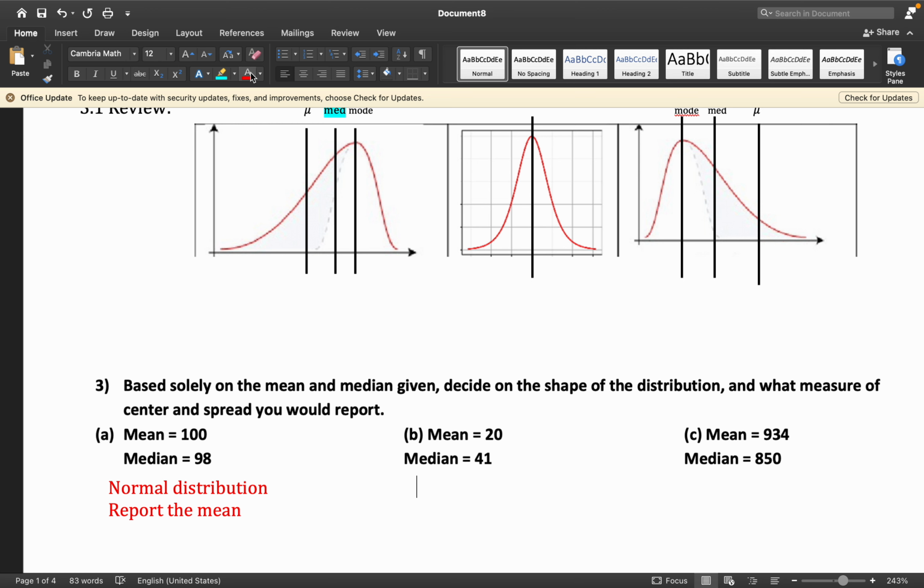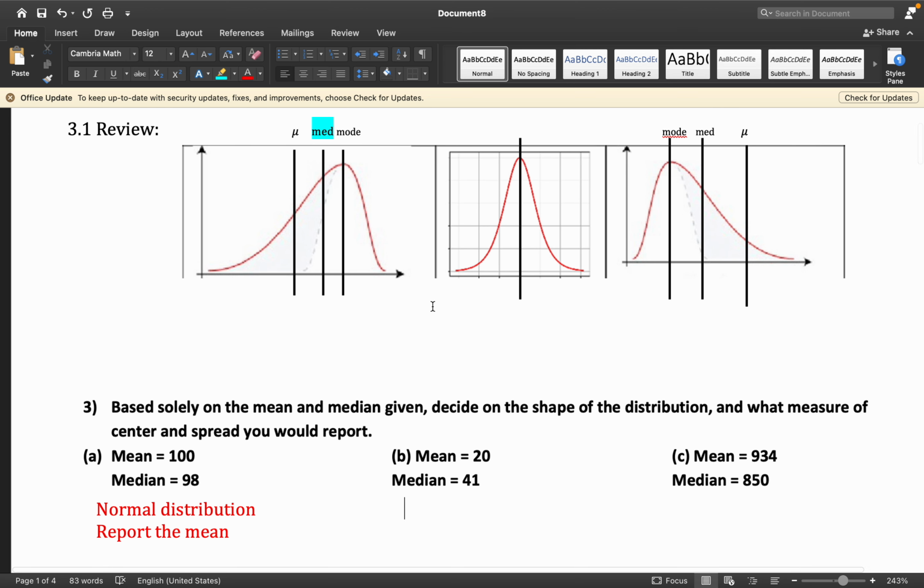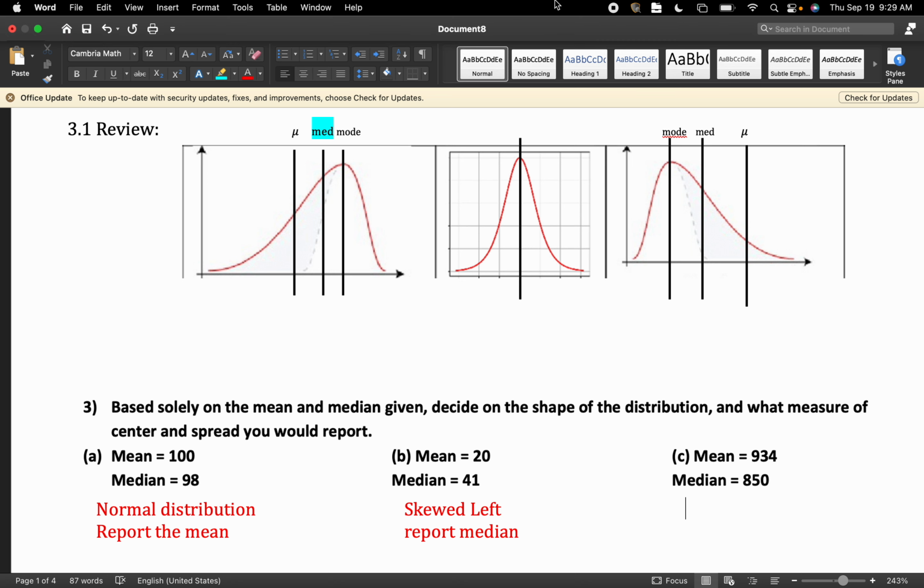In this second example, my mean is way farther to the left. It is much farther to the left than the median. So this looks like it's going to be skewed left. And if it's skewed, I'm going to report the median value, because the median value, as we can see up here, is less likely to get skewed. It is more resistant than the mean.